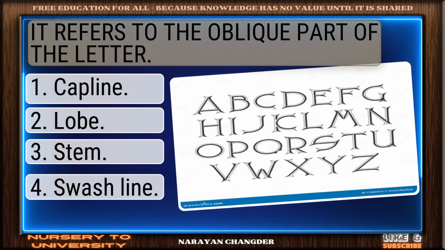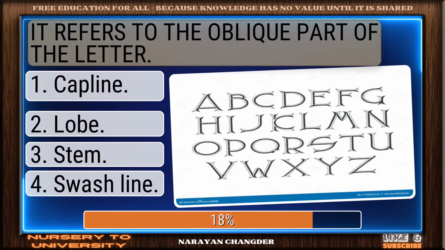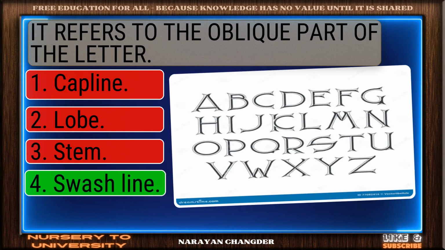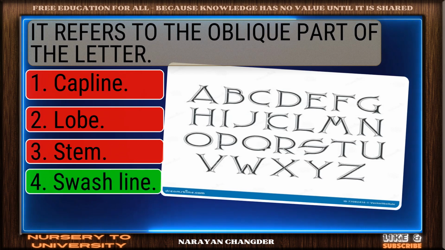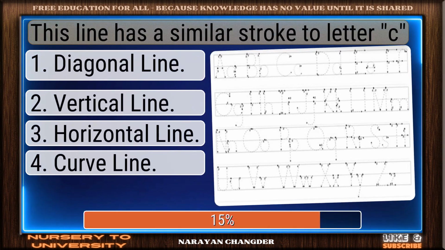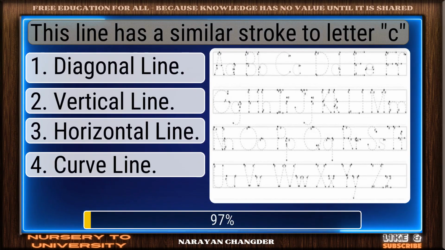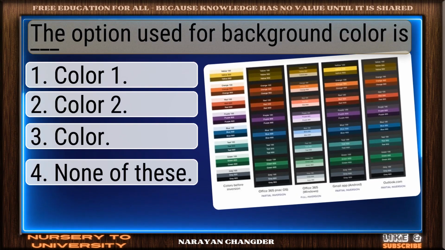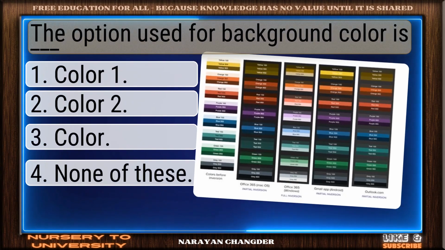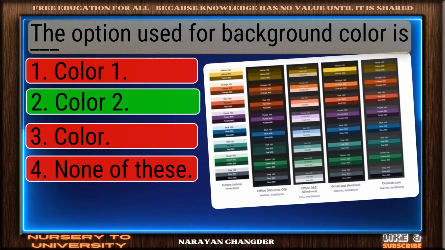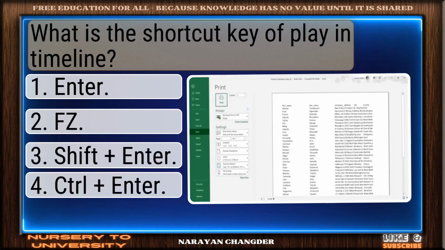It refers to the oblique part of the letter. Well picked. Swash line is correct. This line has a similar stroke to letter C. Bravo, curve line is the answer. The option used for background color is dash. Well picked. Color 2 is correct.